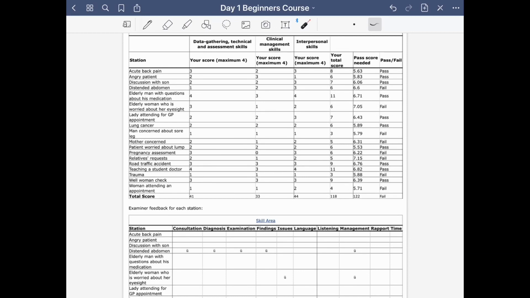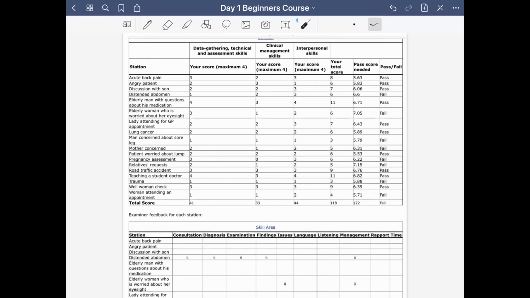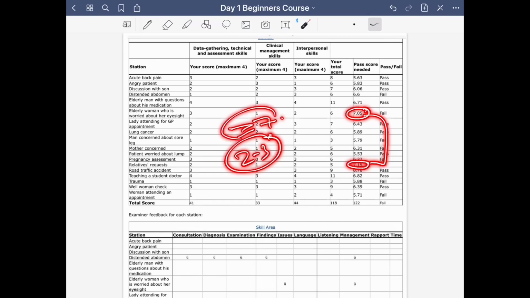This is how you see your mark sheet. Now the other thing is that, as you can see in the pass score needed in all the stations, there is some particular pattern. What is the pattern? You can see that there are at least 2 to 3 stations in the PLAB 2 exam where the pass score needed is more than or equal to 7.